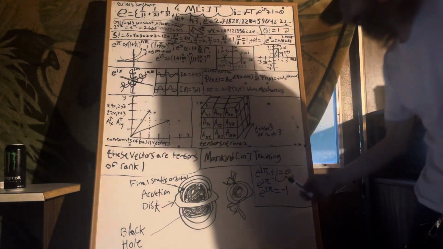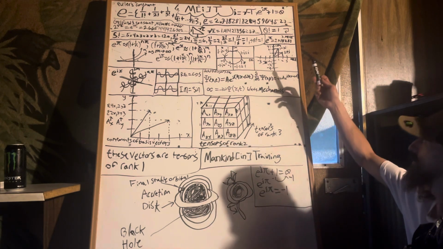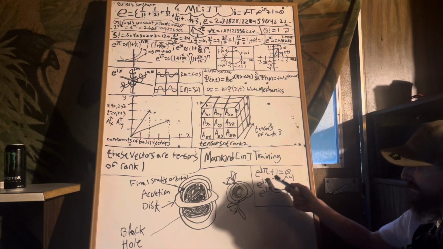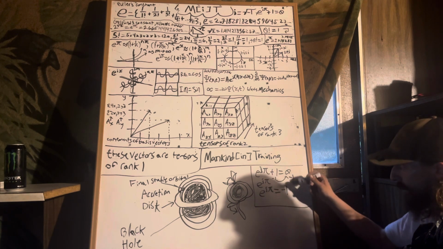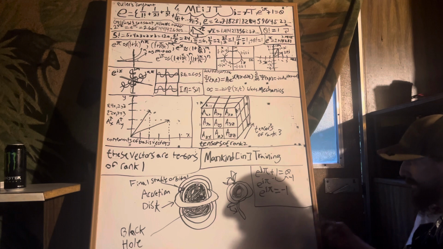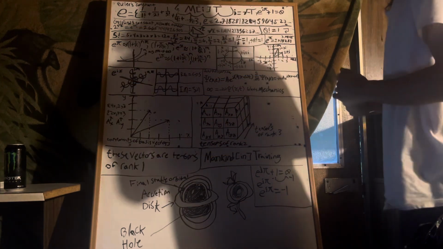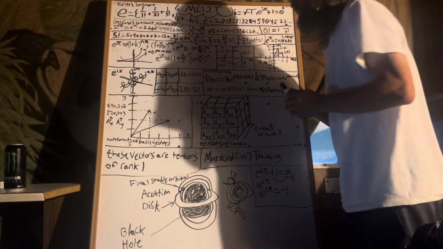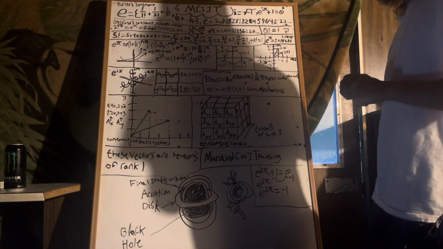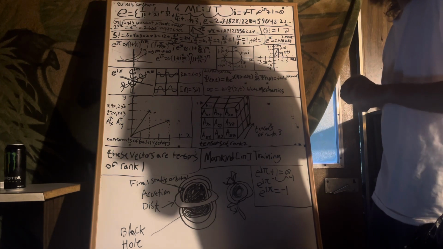Now e to the i pi is equal to negative 1, and it's very simple to show. Because e to the i pi plus 1 equals 0, you just subtract 1 from both sides of the equation, and you get negative 1. So, where was I at here? e to the i pi is important, and you'll see it all over the place. It's used frequently in mathematics.